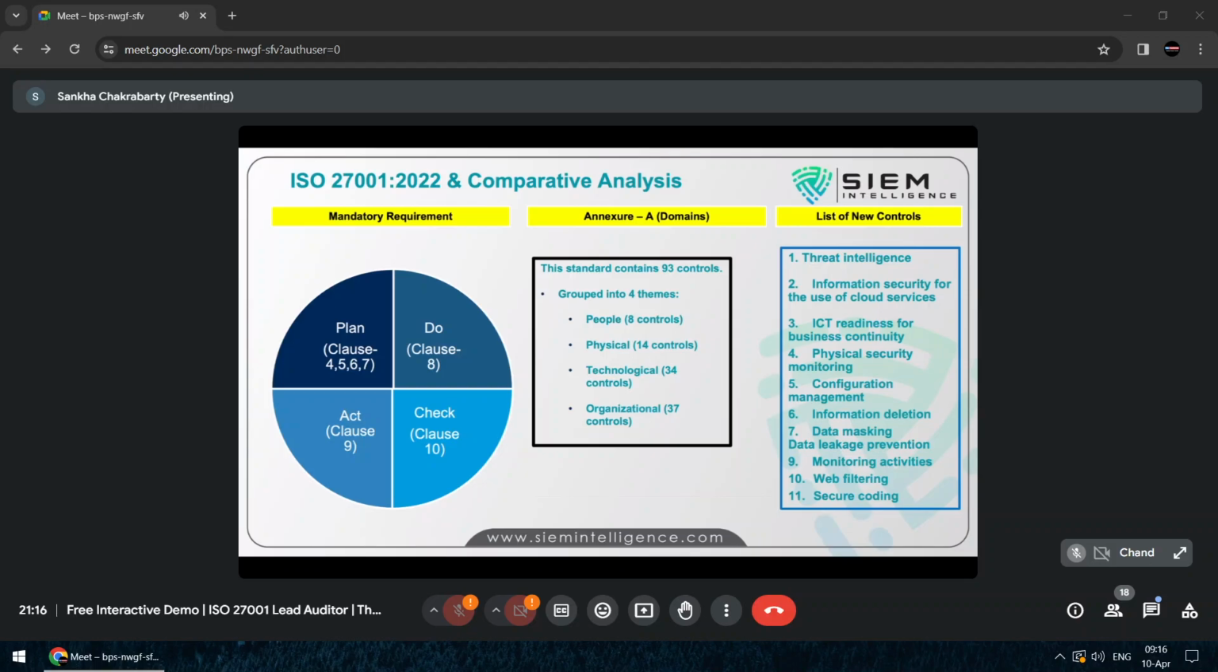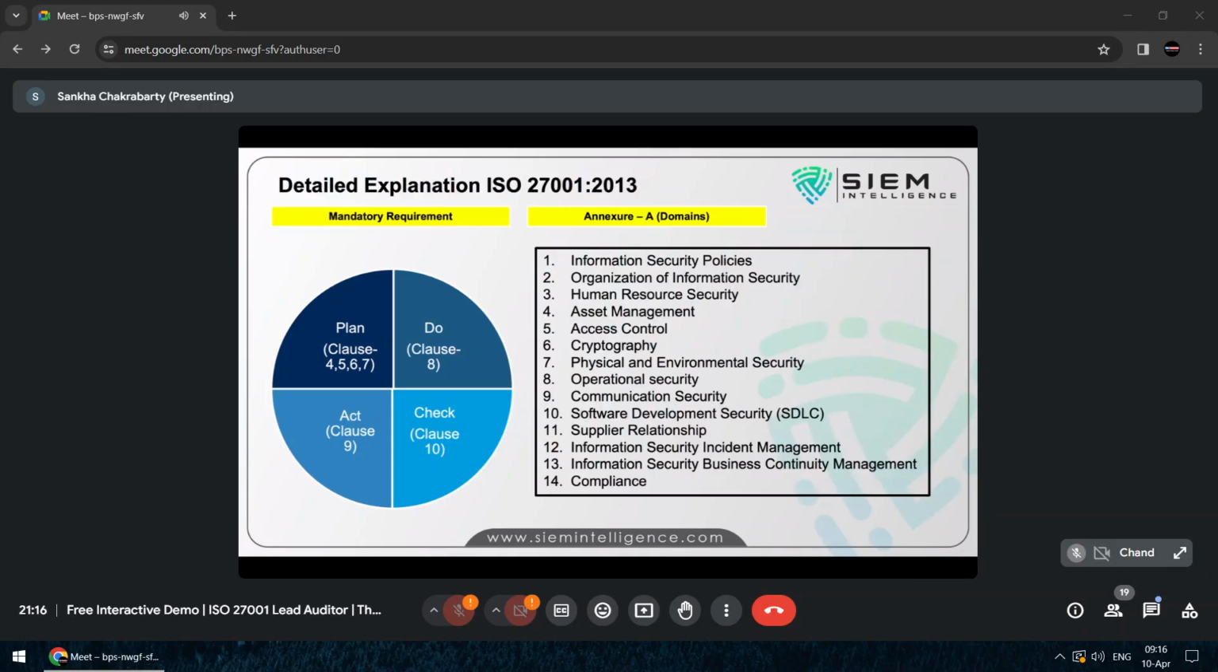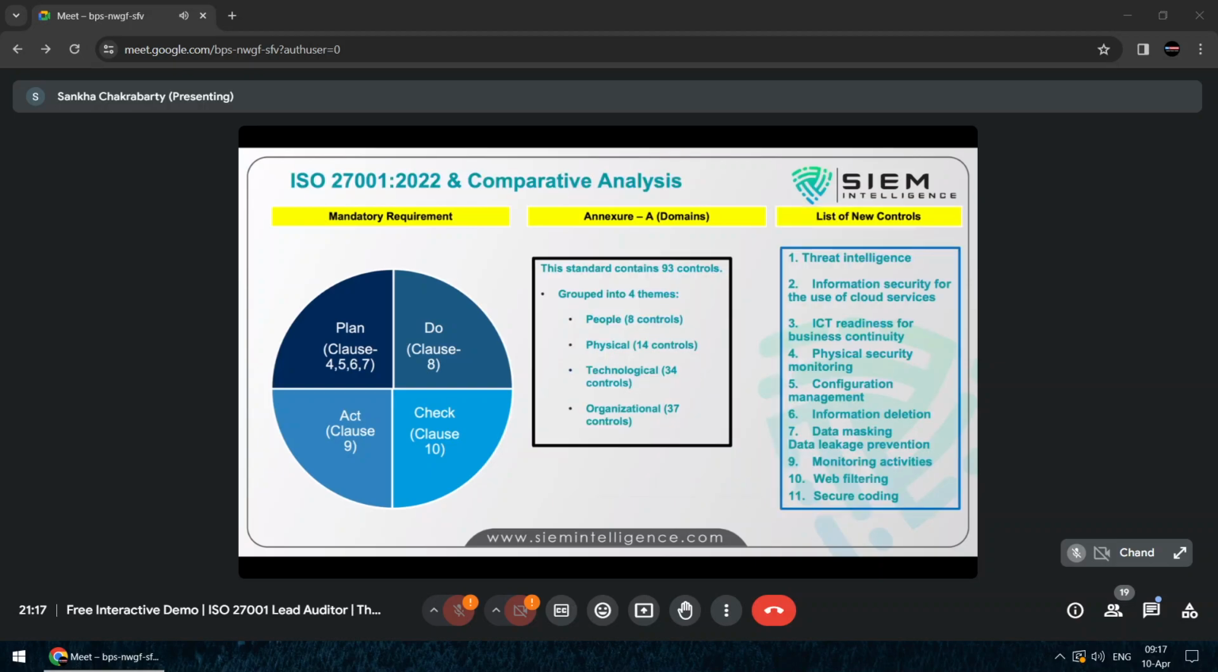People control consists of 8 controls, which focus on human resource security. Physical controls talk about physical and environmental security. Technology controls took asset management, access control, cryptography, operational security, communication security, software development lifecycle security, incident management, and business continuity management. All this comes under the technology controls. Organizational controls are more focused on protecting the internal assets of the organization.